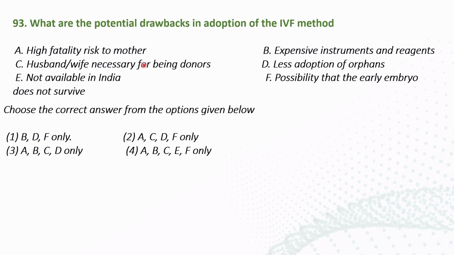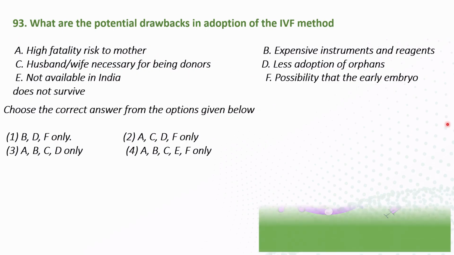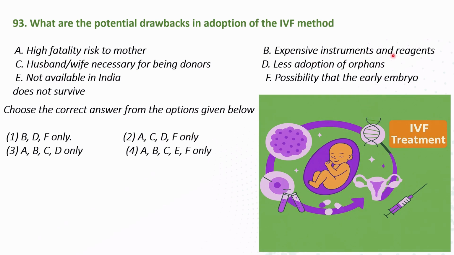First one is high fertility risk to the mother. You can say it, but it's not that high, so this is not the answer. Another is expensive instruments and reagents. Obviously IVF costs so much, so this is expensive, and this is the right one. Husband or wife necessary for being donors is not necessary, because sometimes they can take the sperm from the father but the egg from another donor, like surrogacy. So this is not a potential drawback.